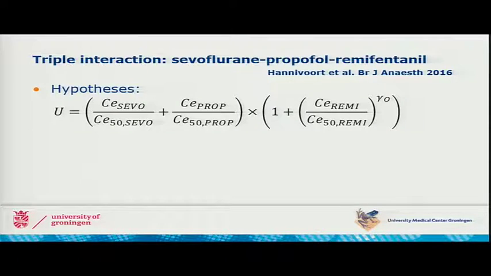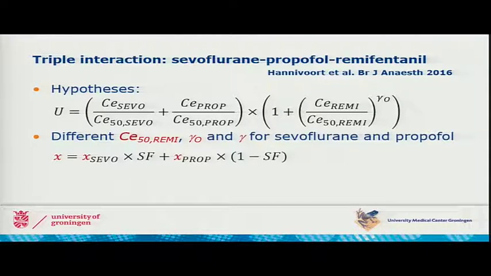So our purpose was to combine these 3 interaction models to one triple interaction model. And since both sevoflurane-remifentanil and propofol-remifentanil interactions follow the modified hierarchical model, we presumed the same to be true for the triple interaction model, with an additive interaction between sevoflurane and propofol. And in the original 3 studies, different values were found for a CE50 for remifentanil, for the gamma for the opioid, and also the gamma for calculation of the PTOL between sevoflurane and propofol as they interact with remifentanil.